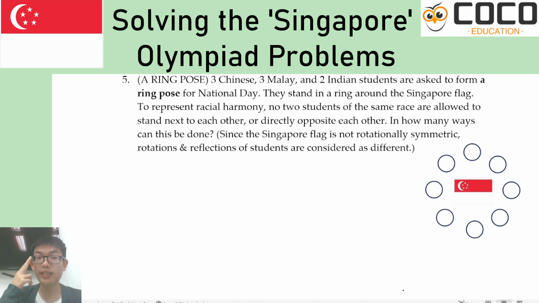Now, the key thing to understand is that it is actually quite difficult to fit everyone in for 3 out of 8 positions to be not next to each other and not opposite each other as well. So for example, if the first Chinese student stands here, this position and this position all cannot be used. Which means that your choices are just going to be either this or by symmetry the other way.